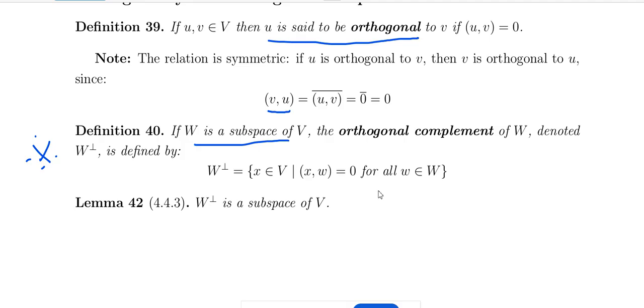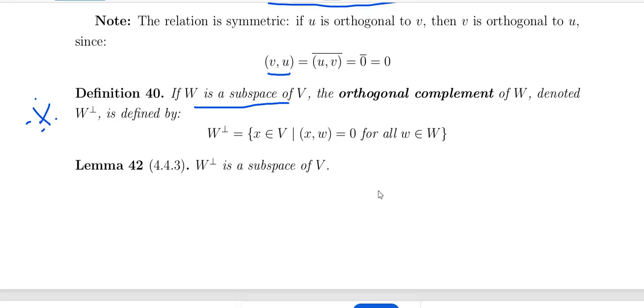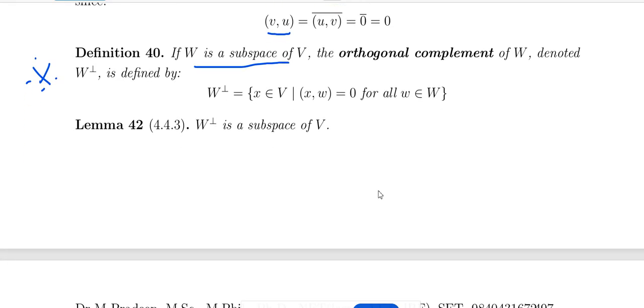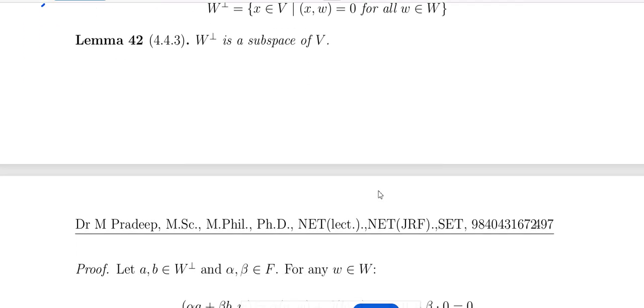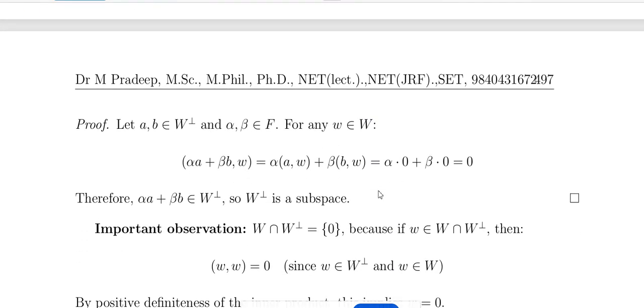W should be a subspace of V. We know W is a subspace, and we want to show the orthogonal complement is a subspace, so we need the definition. Linearity should be verified, that is, closure under addition and scalar multiplication should be verified for the subspace. So the orthogonal complement is a subspace.